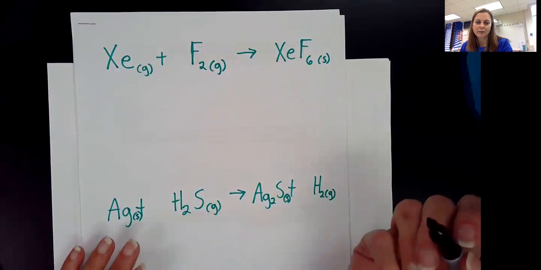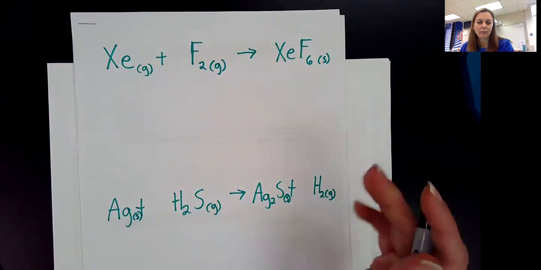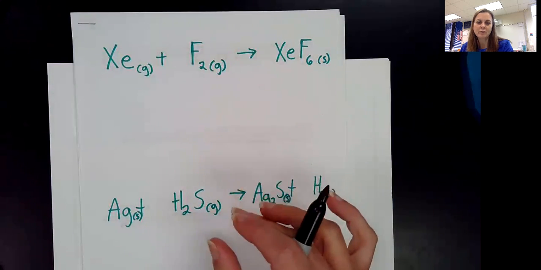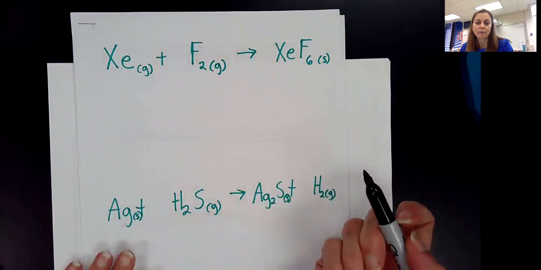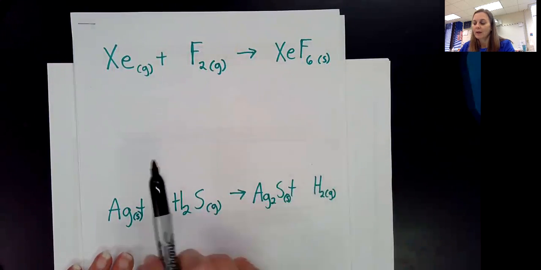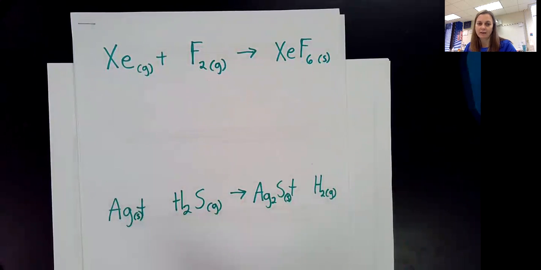All right, welcome back to our flipped classroom. And today we're just going over the practice problems so you can check your answers. So I'll just walk through the process for each of them. So our first problem, we have xenon reacting with fluorine to form xenon hexafluoride.